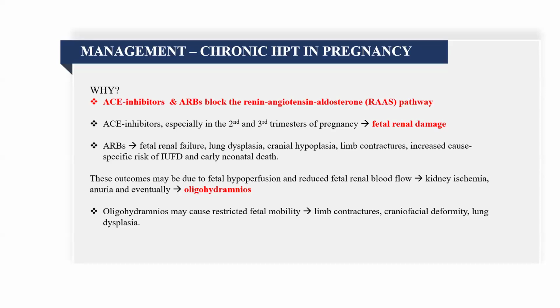So these outcomes may be due to fetal hypoperfusion and reduced fetal renal blood flow, which eventually lead to fetal kidney ischemia and anuria. Since the baby's kidney function and urine production contribute to the formation of amniotic fluid, once there's anuria, it will end up causing oligohydramnios. And once there's oligohydramnios, because there's little fluid for the baby to move freely, there's limited movement. This may cause restricted fetal mobility, and eventually lead to limb contractures, craniofacial deformity, and lung dysplasia.